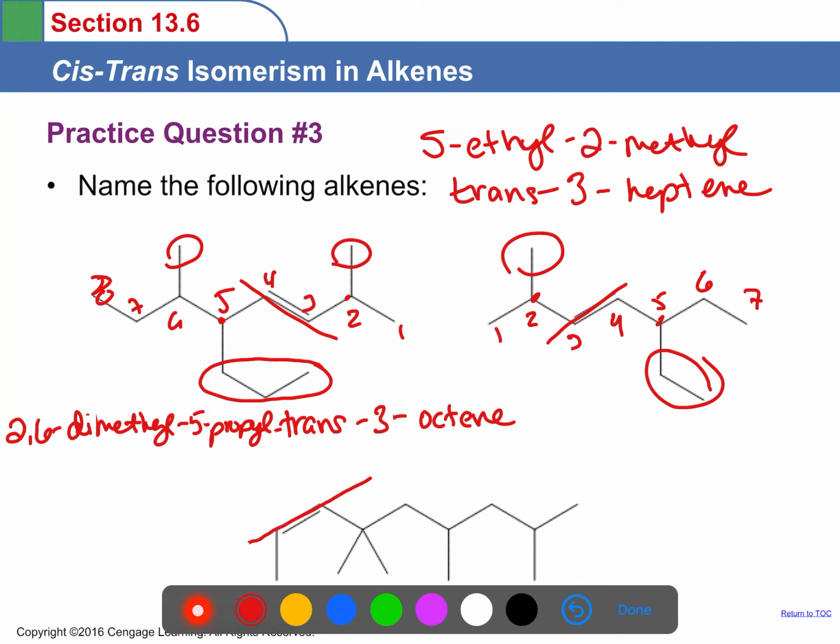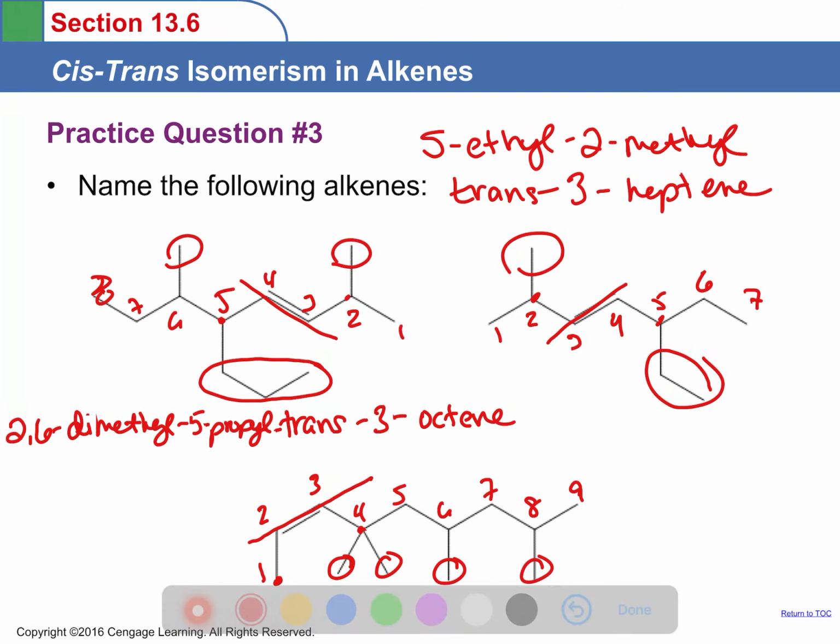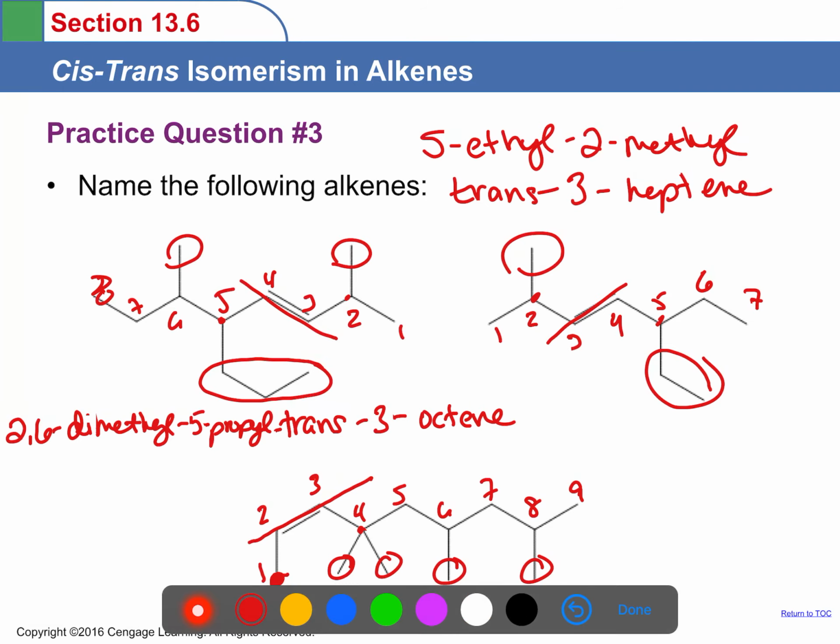Last example, my carbon groups are on the same side this time, so this is going to be cis. If I number, I'll give the double bond number 2. I've got 2 methyl groups on 4, a methyl group on 6, and a methyl group on 8. Be careful not to make this first carbon a methyl. It's actually the first carbon of the chain. So we're going to have 4, 4, 6, 8 tetramethyl. We do have cis. It's on number 2. 9 carbons is non, and then E and E for the alkene. So 4, 4, 6, 8 tetramethyl cis 2 nonene.